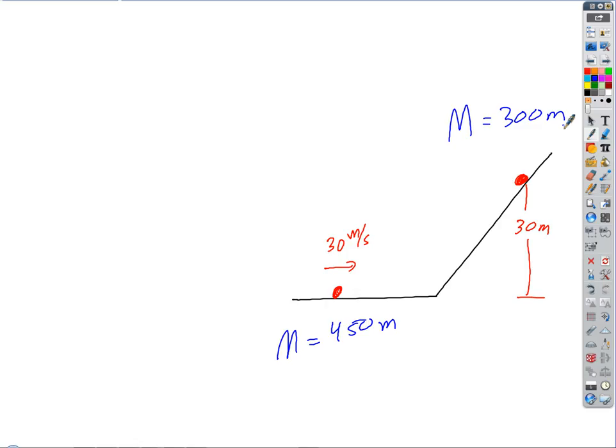Okay, so let's look at a couple examples here. Let's say that you're traveling along at 20 meters per second. What's going to happen to your kinetic energy if you double it to 40 meters per second? Kinetic energy goes as 1/2 mv squared. So if I double the speed, it increases by a factor of what? 4.